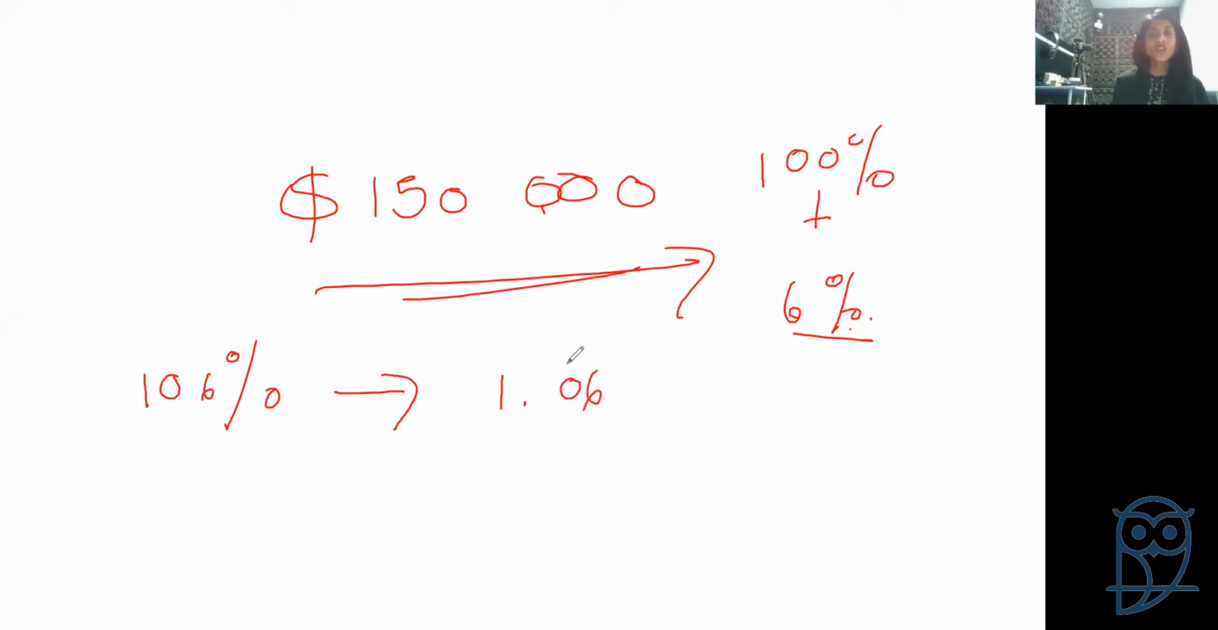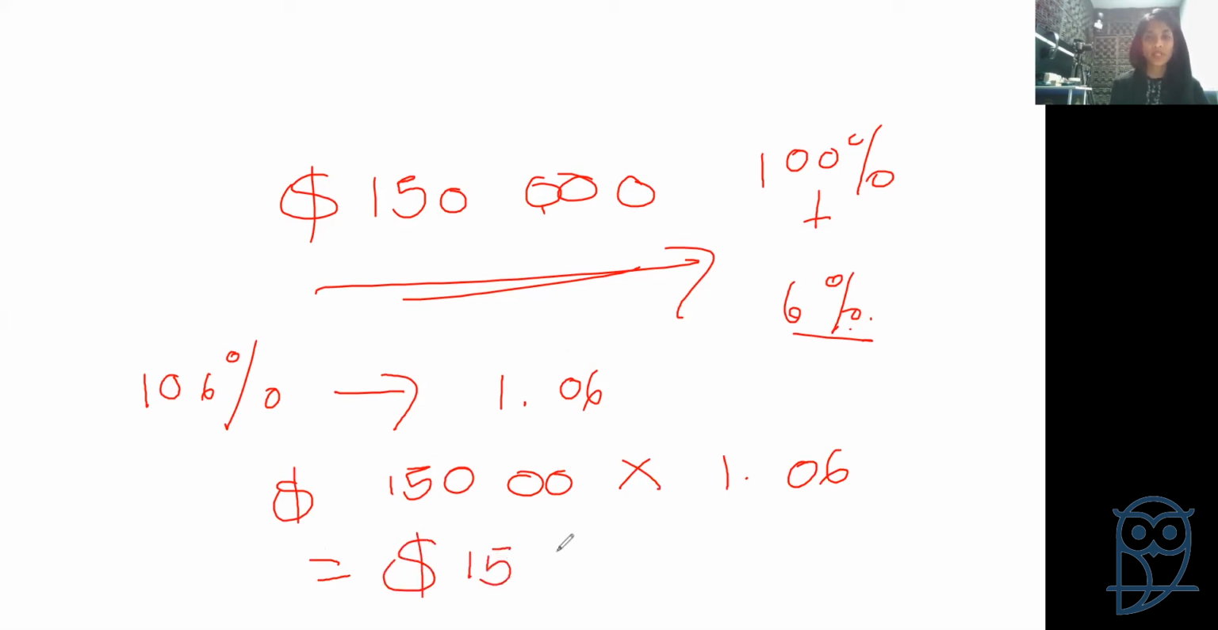Okay, so the new value of my property then will be 150,000 multiplied by 1.06. And if you've got your calculators on you, or if you're calculating with me, you would know the value of the property would now be 159,000.